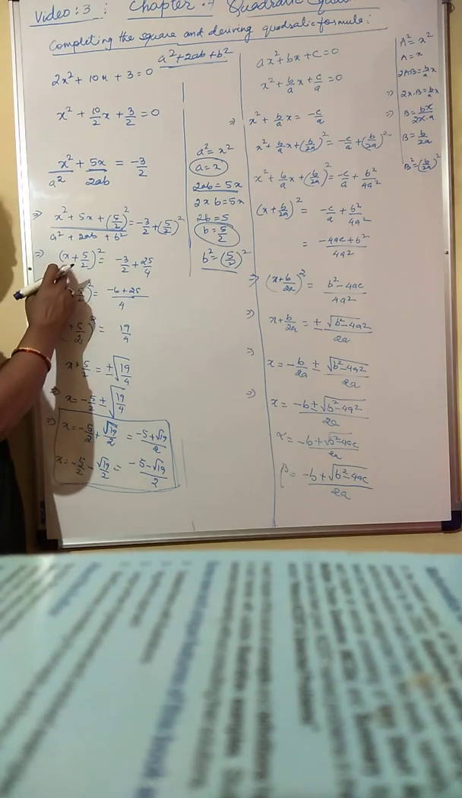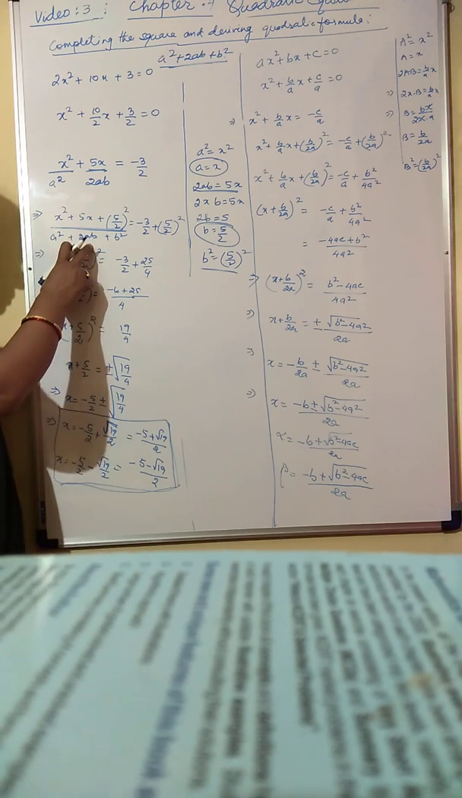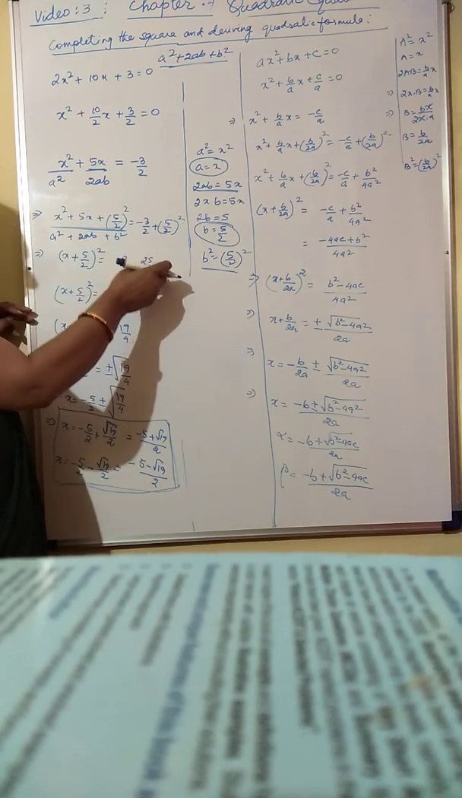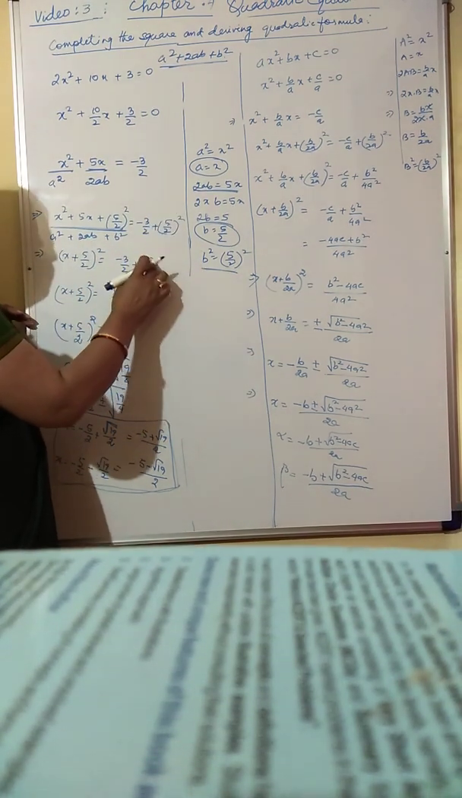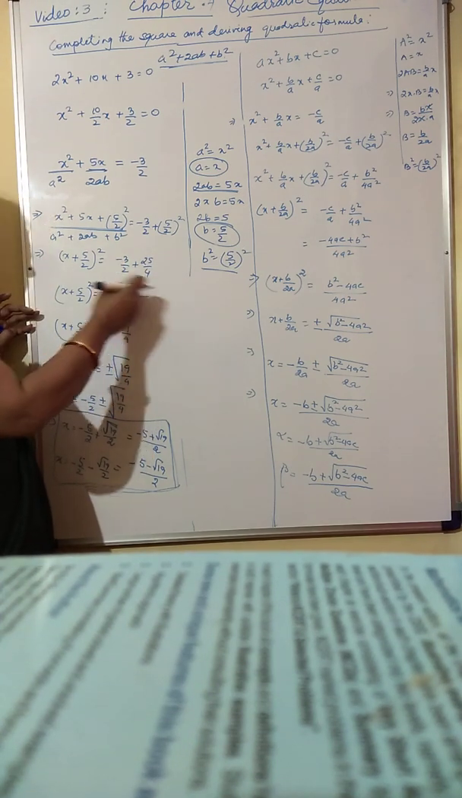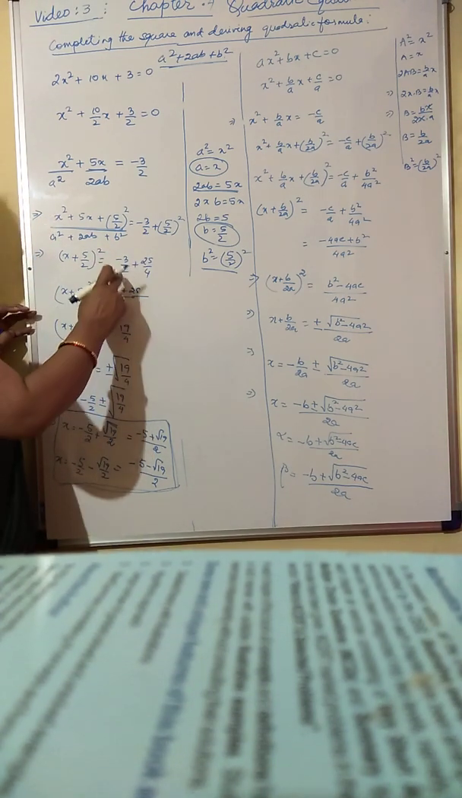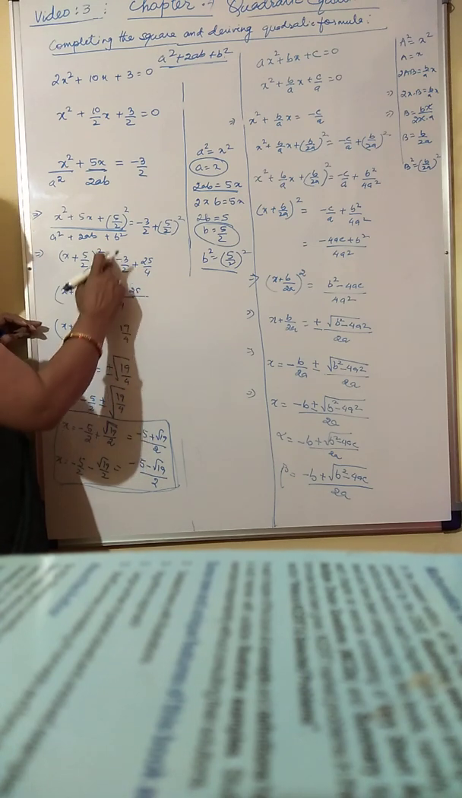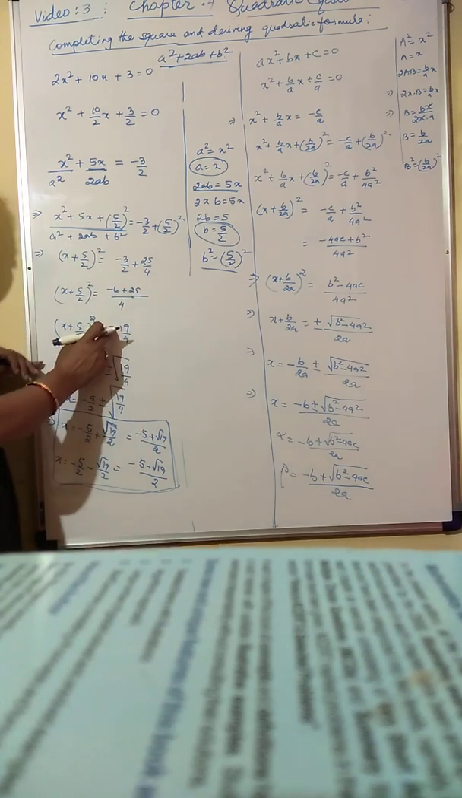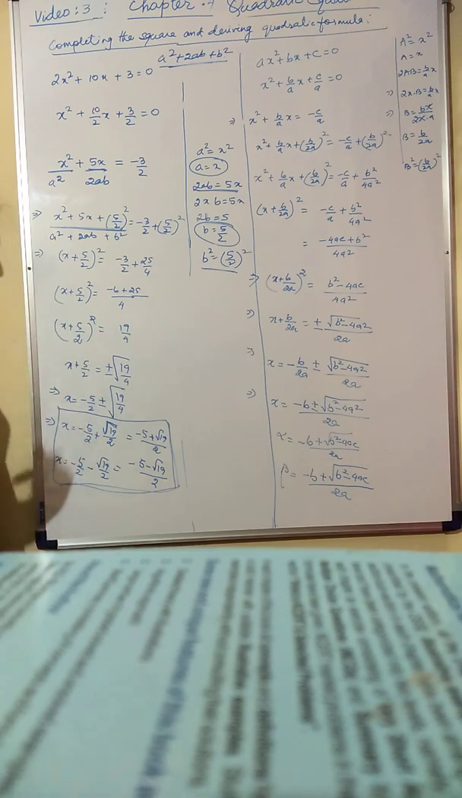So my LHS now is (x + 5/2) whole square. Now I am going to simplify the RHS. So (5/2) whole square is 25/4. I will simplify only the RHS, so there I will take LCM 4. Then this becomes minus 6 plus 25/4, which comes up to 19/4.